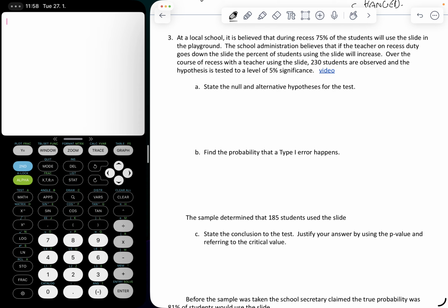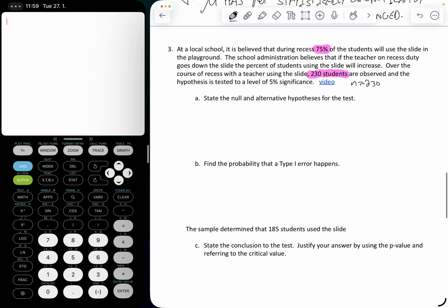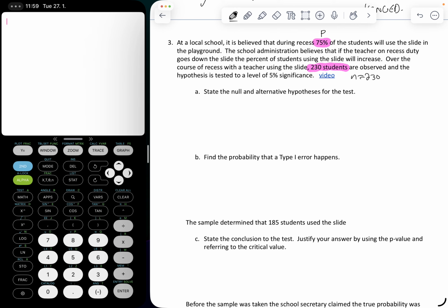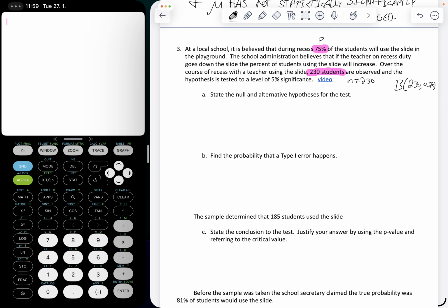Okay, so again, they don't say it's binomial, but let's look at what they tell us. 230 students are observed. That's a cap, right? So we can't have infinite students. That's an n, so n is 230. And they also give us a probability. In binomial distributions, we call this p. We have to be a little bit careful because of the p-value, now that we have significance testing. But this is what is believed to be true. So they're saying it's a binomial distribution with 230 kids and a probability of success of 0.75.